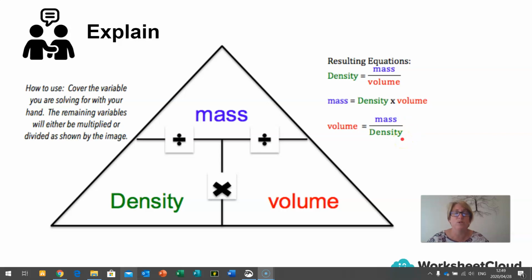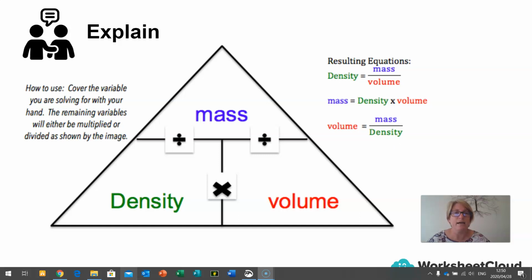It is really important that you know how this magic triangle helps, because you are definitely going to be asked to work with these equations. And if you understand this little triangle, then it's really easy to work with. It is also important that you know these three equations. So if you need to pause the video now and copy them down, please do.